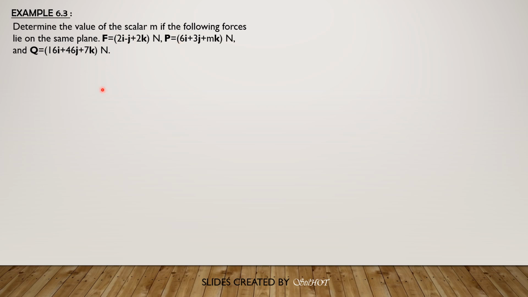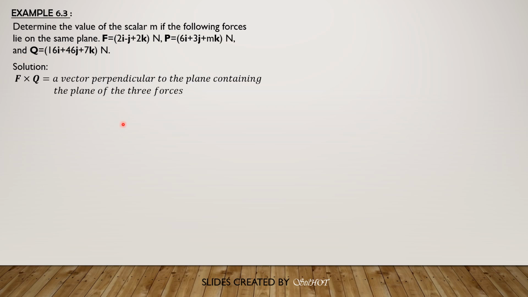So our plan is to obtain the cross product between F and Q first to define a vector or a force which is perpendicular to the plane of the three. So we'll have first F cross Q. So we can define a force which is perpendicular to the plane of the three forces. Then F cross Q is components of F, then components of Q, then the unit vectors, then copy the first two column elements, then apply it like evaluating the determinant of a 3 by 3 matrix.